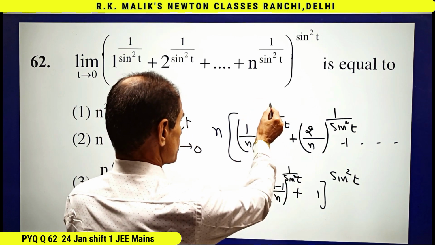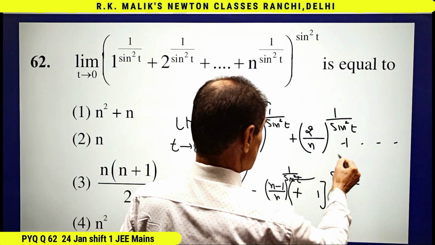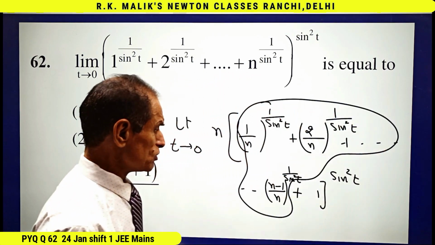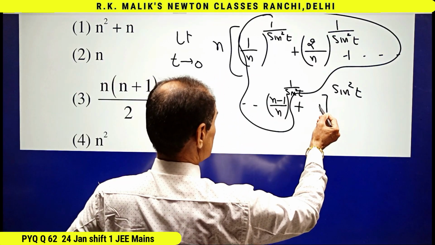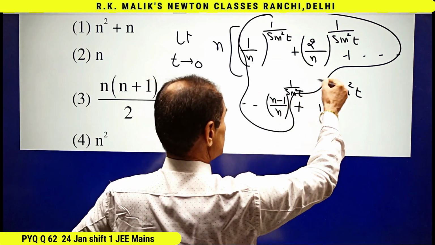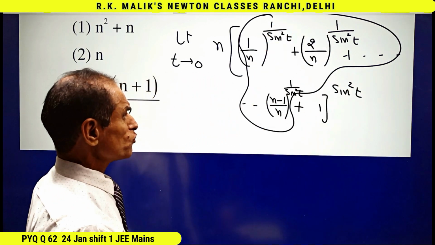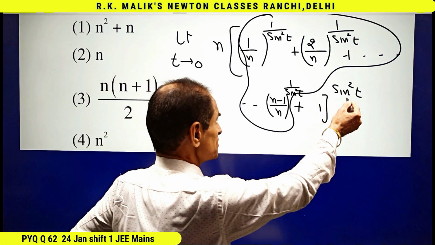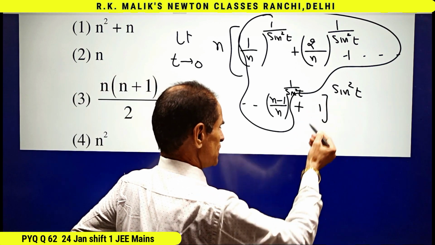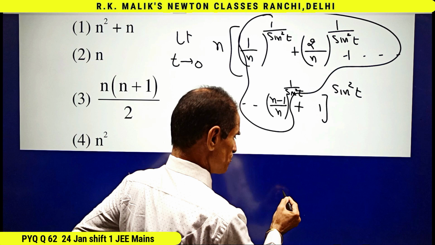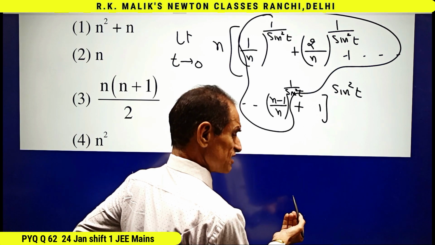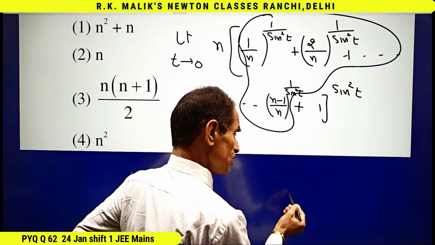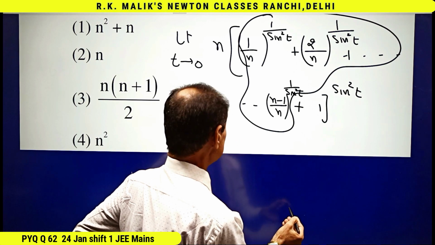Therefore, this whole thing will be tending to 0. That is, I can say, including this one, the interior part tends to 1 and power is tending to 0. If base tends to 1, power tends to 0, this is not any indeterminate form. Answer will be always 1.